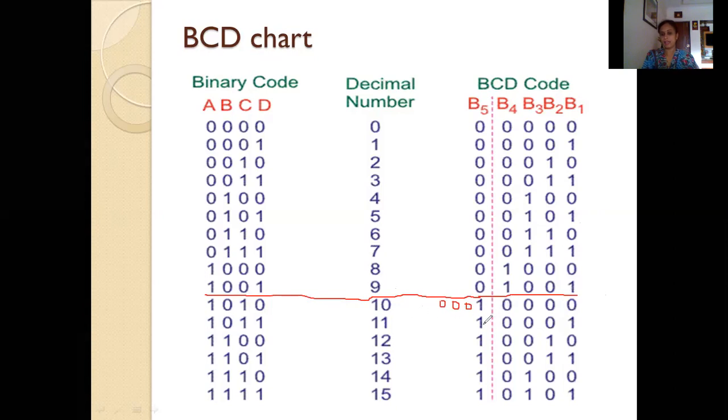Then similarly we have 11, 12, 13 like this. So here you can see all these further numbers from 10 to 15 are represented with 1 followed by 0, 1, 2, 3, 4 and 5. Okay, so that is the difference between binary and BCD code. Understood that? Yes. Now let us go further.